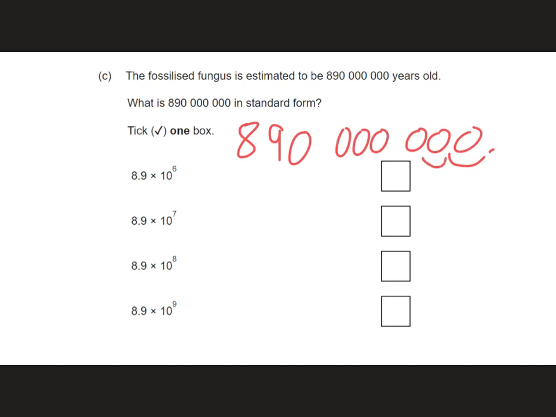So that's 1, 2, 3, 4, 5, 6, 7, 8. So we multiply by 10 8 times, so that would give us the answer of 8.9 times 10 to the 8. And that will be worth 1 mark in the exam.